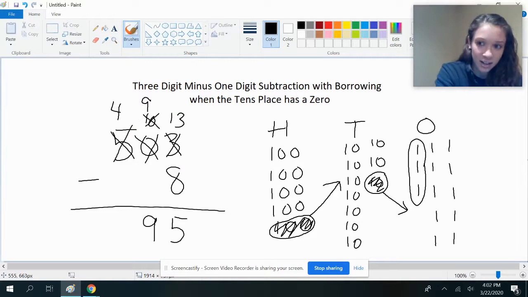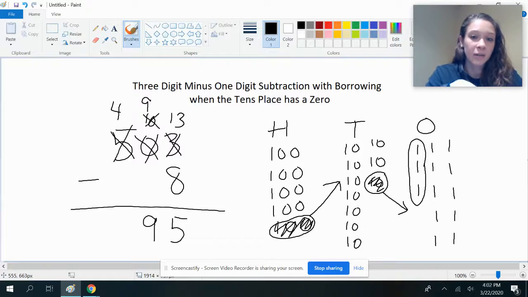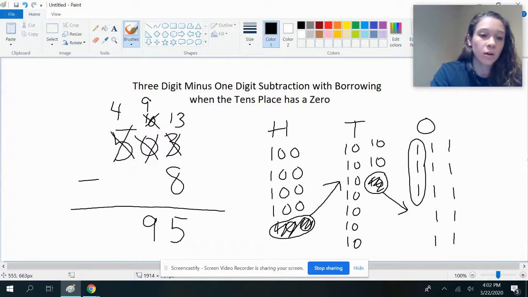And then I can move to the hundreds place. So 4, take away 0 is just 4. So I'll write that in my hundreds place. And my answer should be 495.